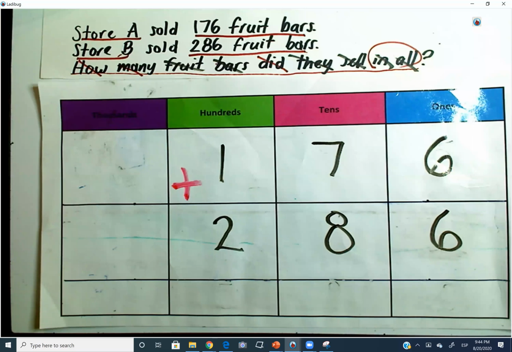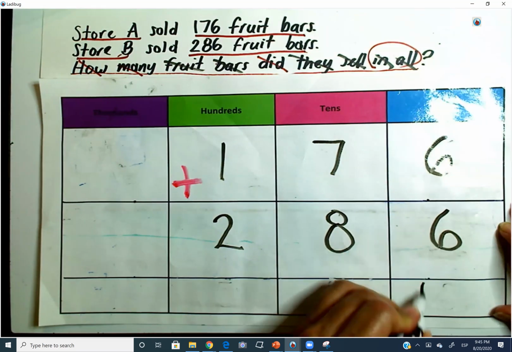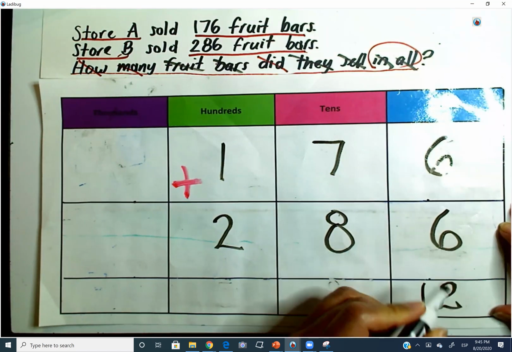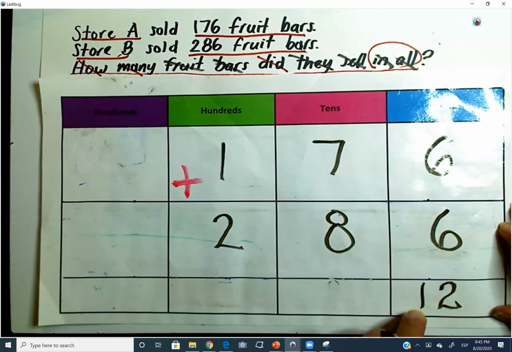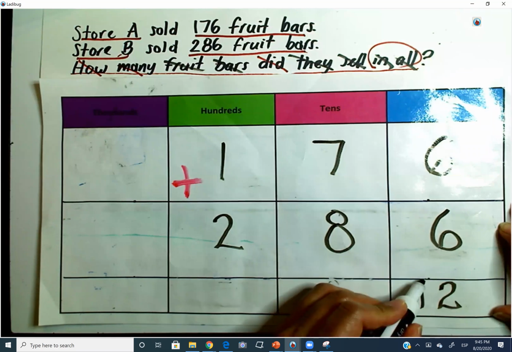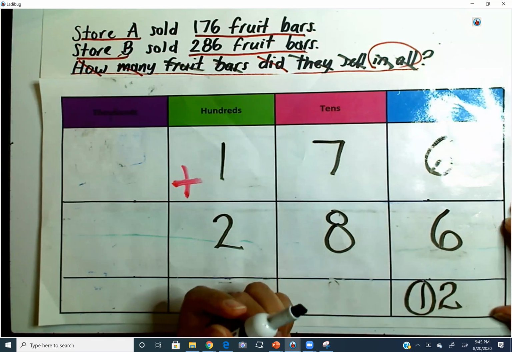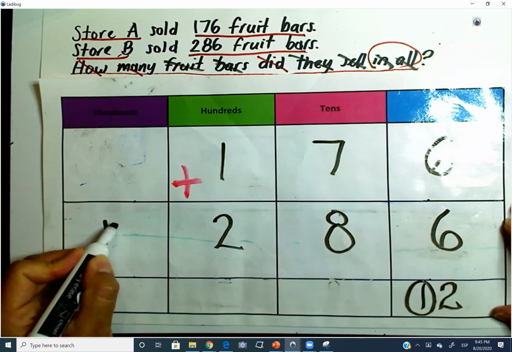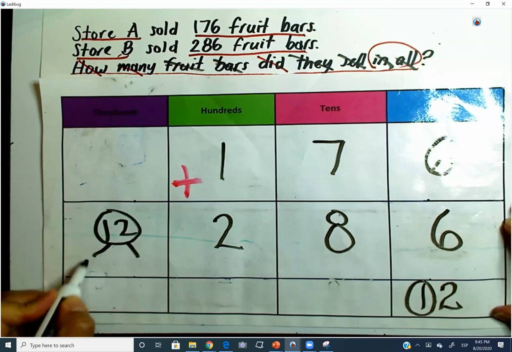Now, as usual, we're always going to start adding in the ones. Now let's add. 6 plus 6 makes 12 ones. But we know that when we're talking about ones, we cannot have 2 digits here. It's only 1 digit at all times. So that means we have more ones than we need. So this 1 is going to become a 10. How do I know that? Because the number 12 is made out of 2 numbers. It's made out of a 10 and a 2.